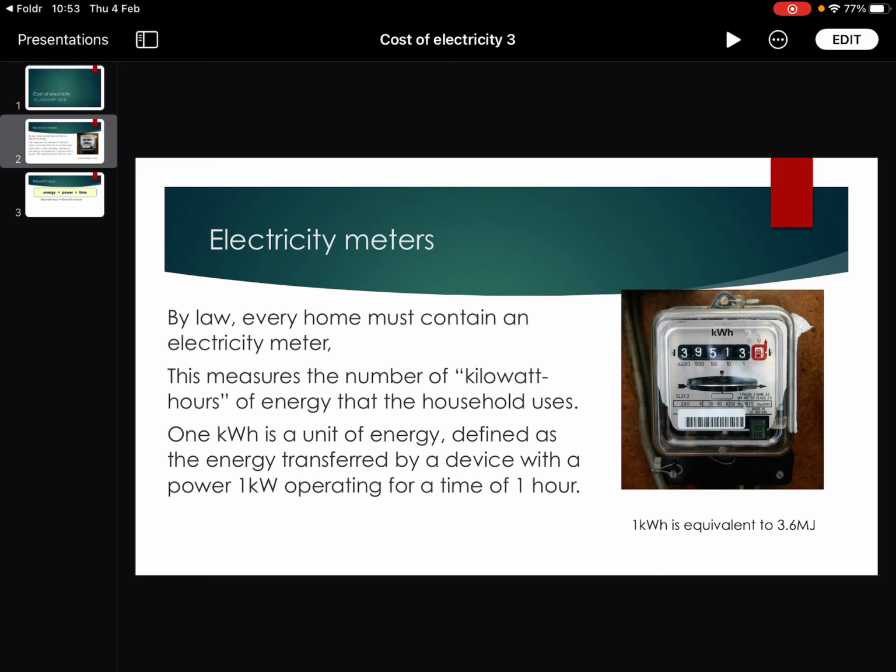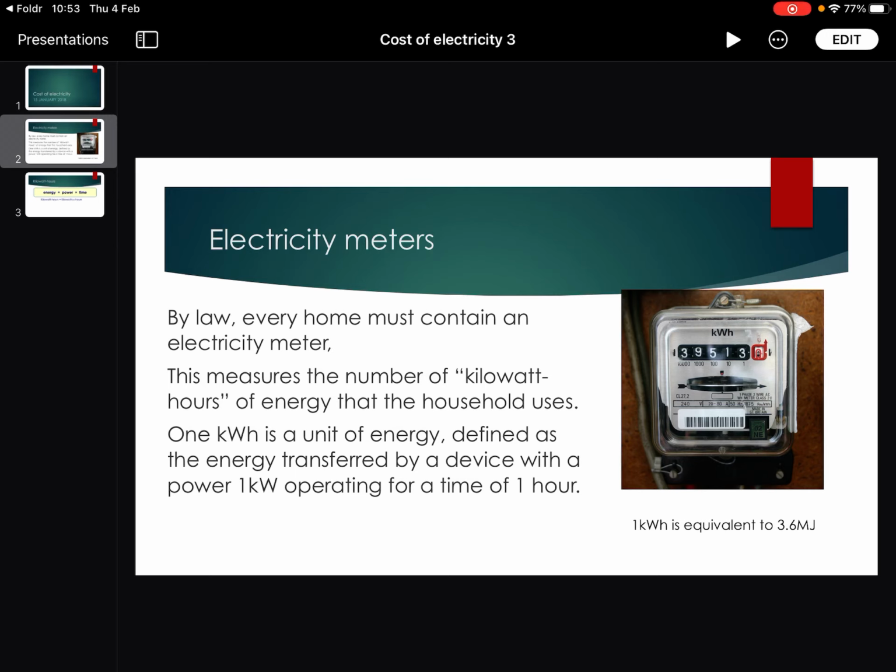Somewhere in your house or flat, there will be this thing on the right-hand side, called an electricity meter. It basically measures the amount of energy that your house or home is using. It measures it in something called kilowatt hours. So it's still a unit of energy, just like joules is, but kilowatt hours.